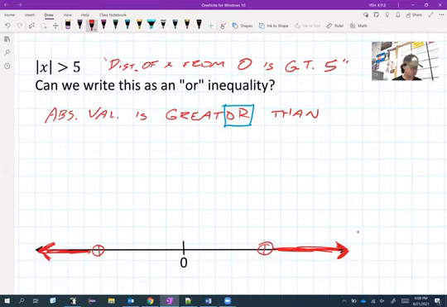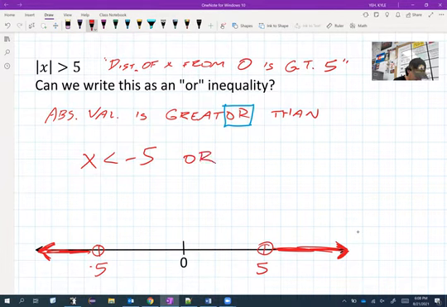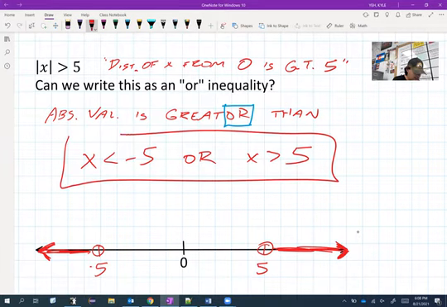And if we have the number line, we can also translate that to, okay, so this would be x is less than -5. I should label these. Or x is greater than +5. Anything in those two ranges will, in fact, be further away than 5 units from 0. It will have an absolute value greater than 5.